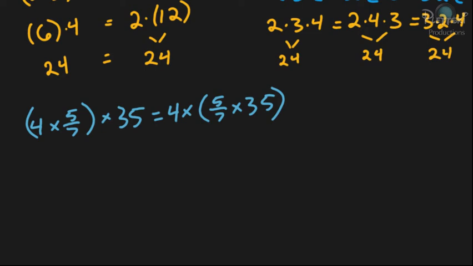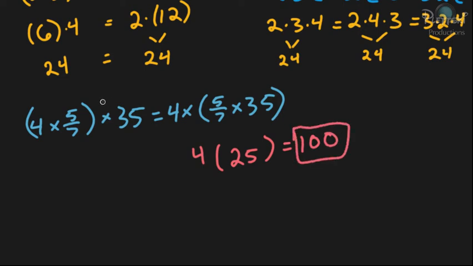So we do 35 divided by 7, which is 5, and then we multiply it times the numerator, which is 5, and you'll get 25. So 5/7 times 35 is 25, and then we can multiply that whole thing times 4, and you'll get 100. So your answer will be 100. And by using the associative property, you are able to do a lot of that work in your head rather than writing it all out.